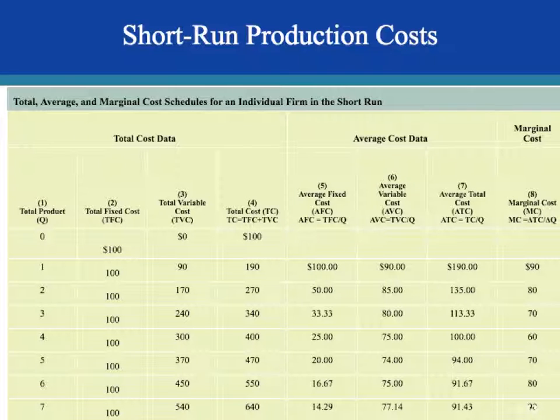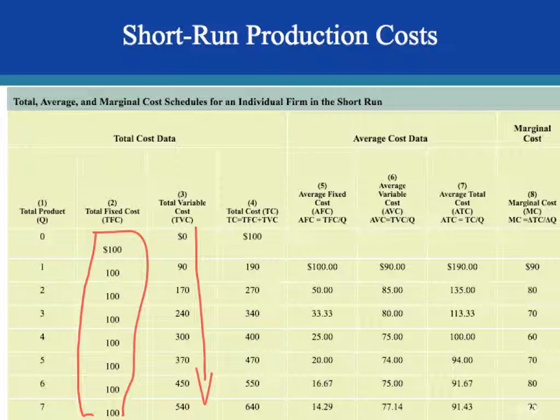If we produce 0 units of output, our total fixed cost is 100. And notice here that total fixed cost does not vary with production. So it is 100 all the way through. But variable costs do vary with production. So the more we produce, the higher our variable costs will be. Total costs will be columns 2 and 3 added together.